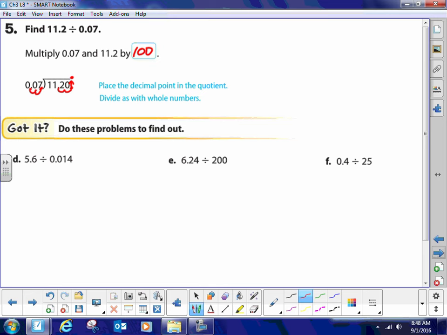7 goes into 1 0 times. All right, 7 goes into 11 what? 1 time. Okay, 7 goes into what? How many times does 7 go into 42? 4 times for 28?